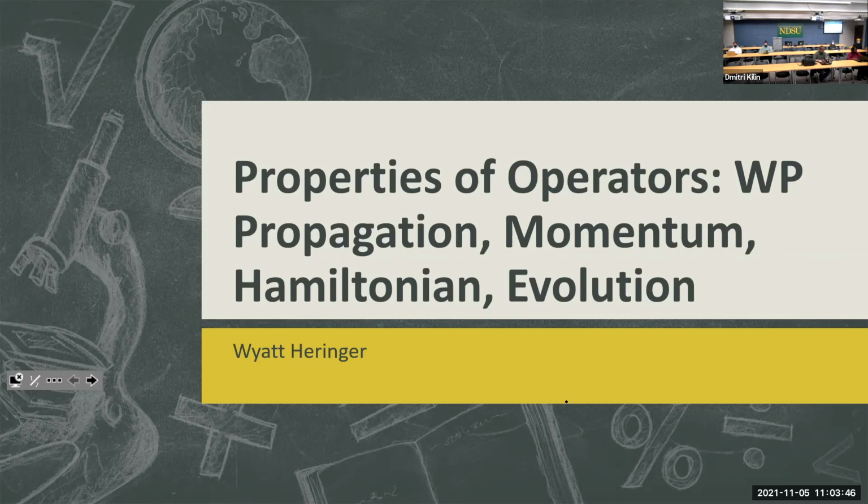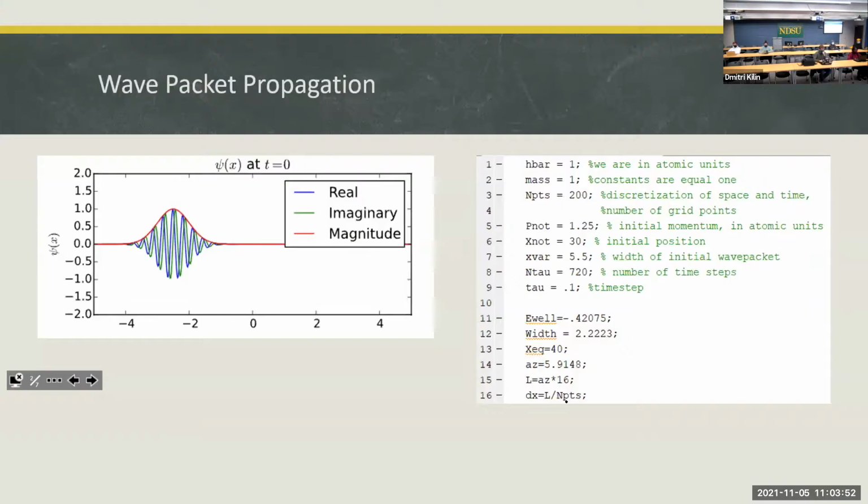So, covering properties of operators, the wave packet propagation, momentum, Hamiltonian, and evolution operators. The wave packet is a type of wave function where the wave activity travels in a burst together. It moves as a collective group, within its own envelope.